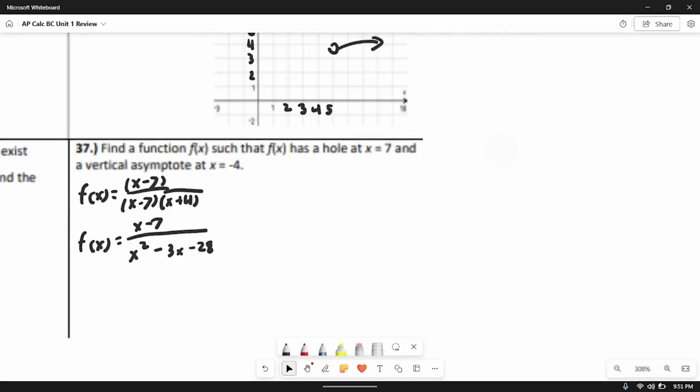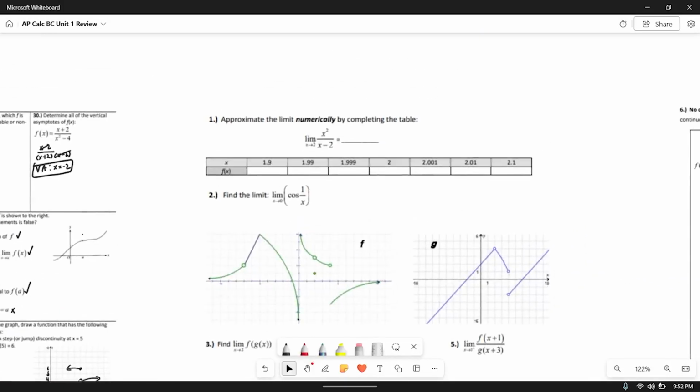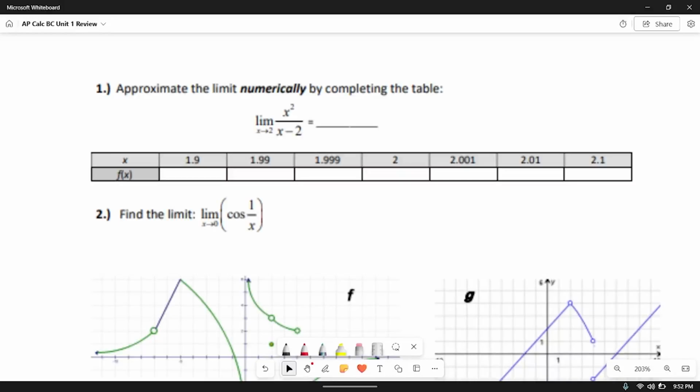Now let's move on to the calculator portion. Alright, so here we are on the calculator portion. What you're going to need to do for this one is grab out your calculator. You're going to go to y equals and put this function into y equals: x squared over x minus 2. Then you're going to go to vars, y vars, function, and hit y1, open a parentheses, and put in all these values. So first you're going to put in 1.9, and I got negative 36.1.